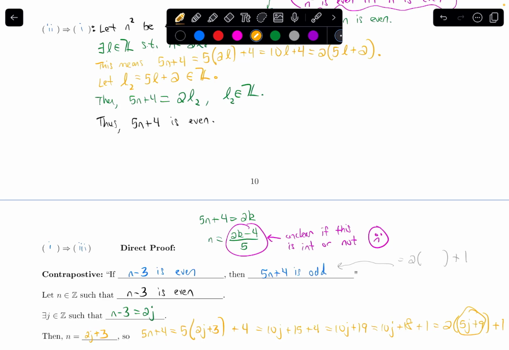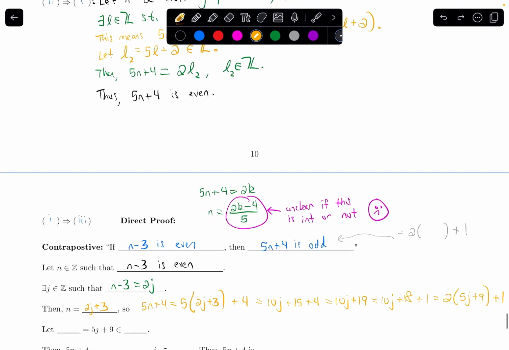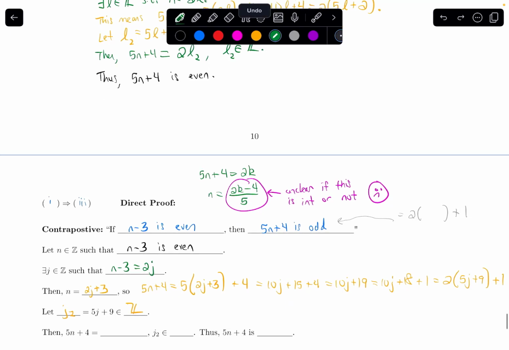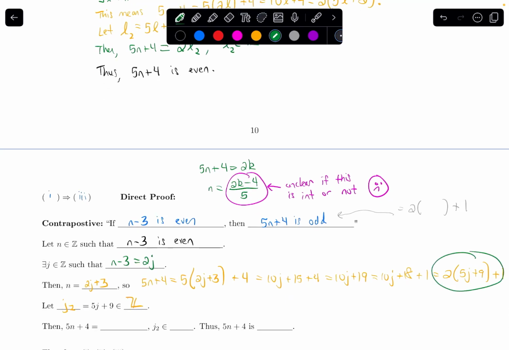Okay, that's good, because this thing in the parentheses is going to be an integer, so I'm going to relabel it. I'm going to let this thing be j2, because I already have a j in the problem. I'm going to let that be the 5j plus 9, so that is an element of Z. I'm relabeling it. Now I get to restate what my 5n plus 4 equals. It ended up equaling this whole thing at the end. So my 5n plus 4 is equal to 2 times the thing in the parentheses, which we just called j2, 2 times j2 and then plus that 1, where j2 is an integer.